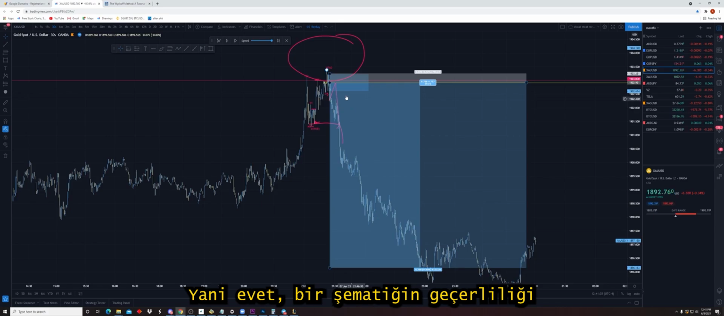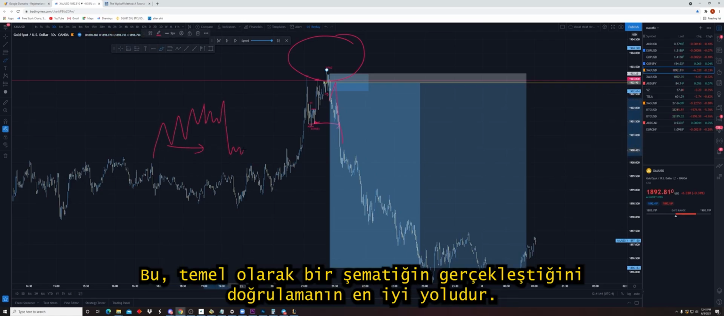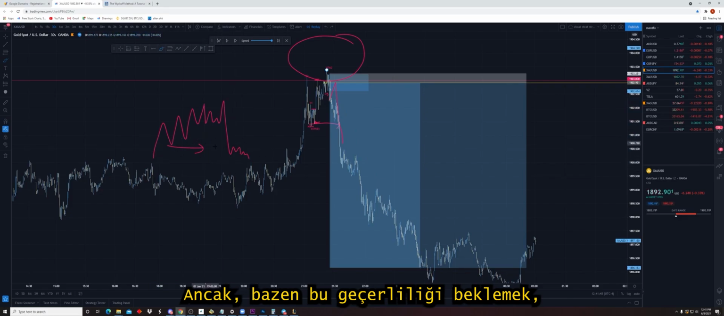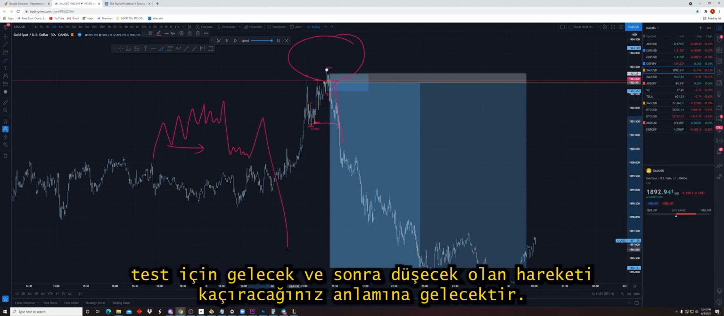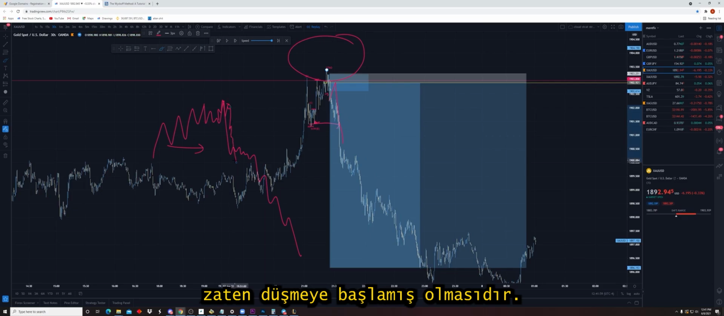So yes, the validity of a schematic will be made when the AR is broken, right? That's the best way to basically verify a schematic happening. However, sometimes waiting for that validity will mean that you will miss out on the move that will come to test and then drop. Because what it'll do is it'll already start to drop as it's already made the tests it needed to make up inside of here before the drops, right?